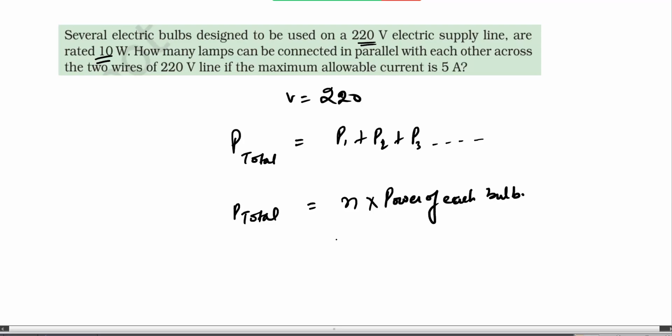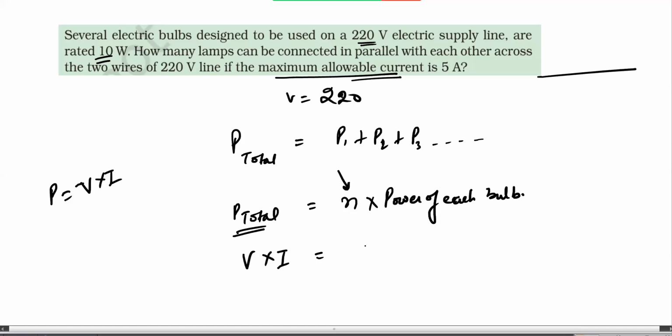Understood? Yes, sir. Now, how many bulbs can be connected? You need to calculate the value of n. The maximum allowed current is 5 ampere only, meaning the main line can allow 5 ampere current. You know that P is equal to V into I. So total power is V into I, which is equal to n into the power of each bulb. The power of each bulb is 10.